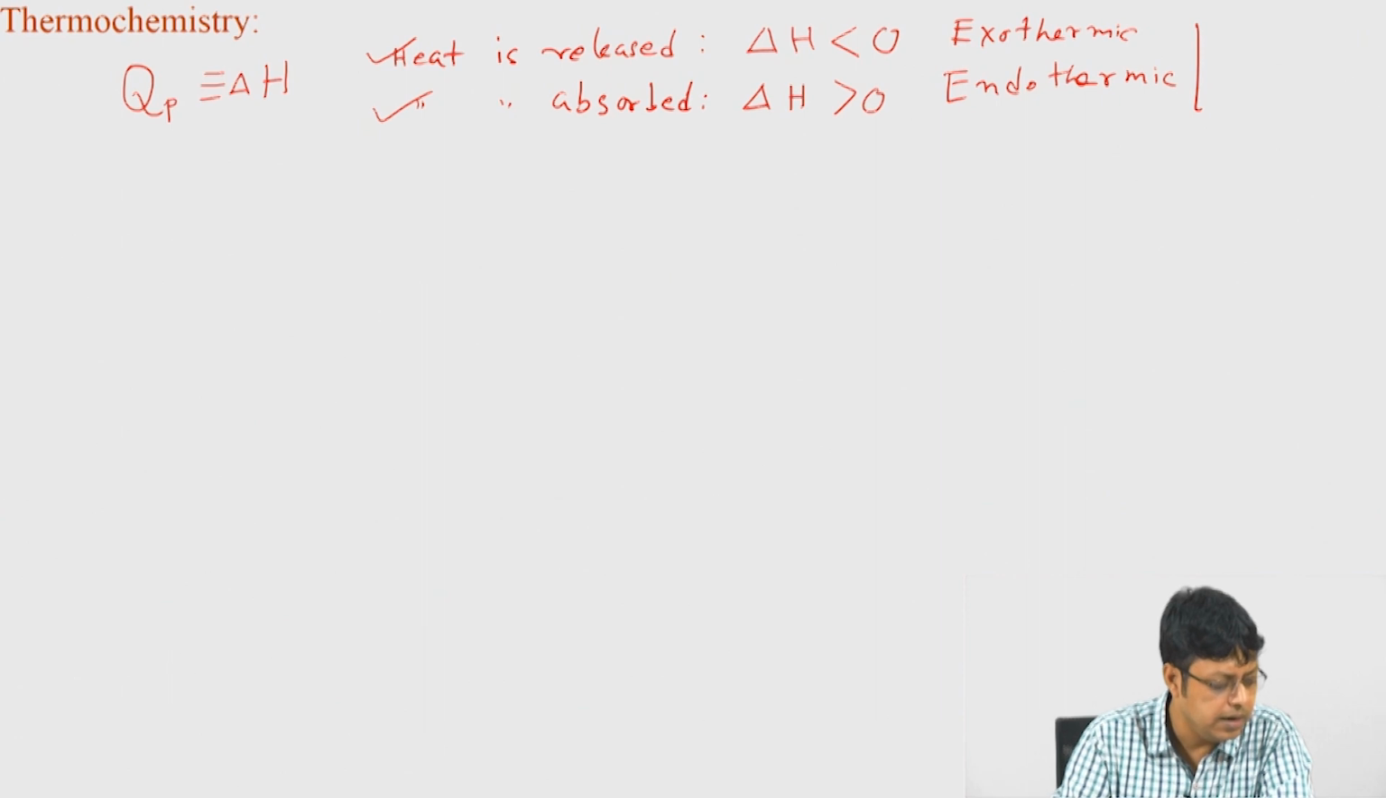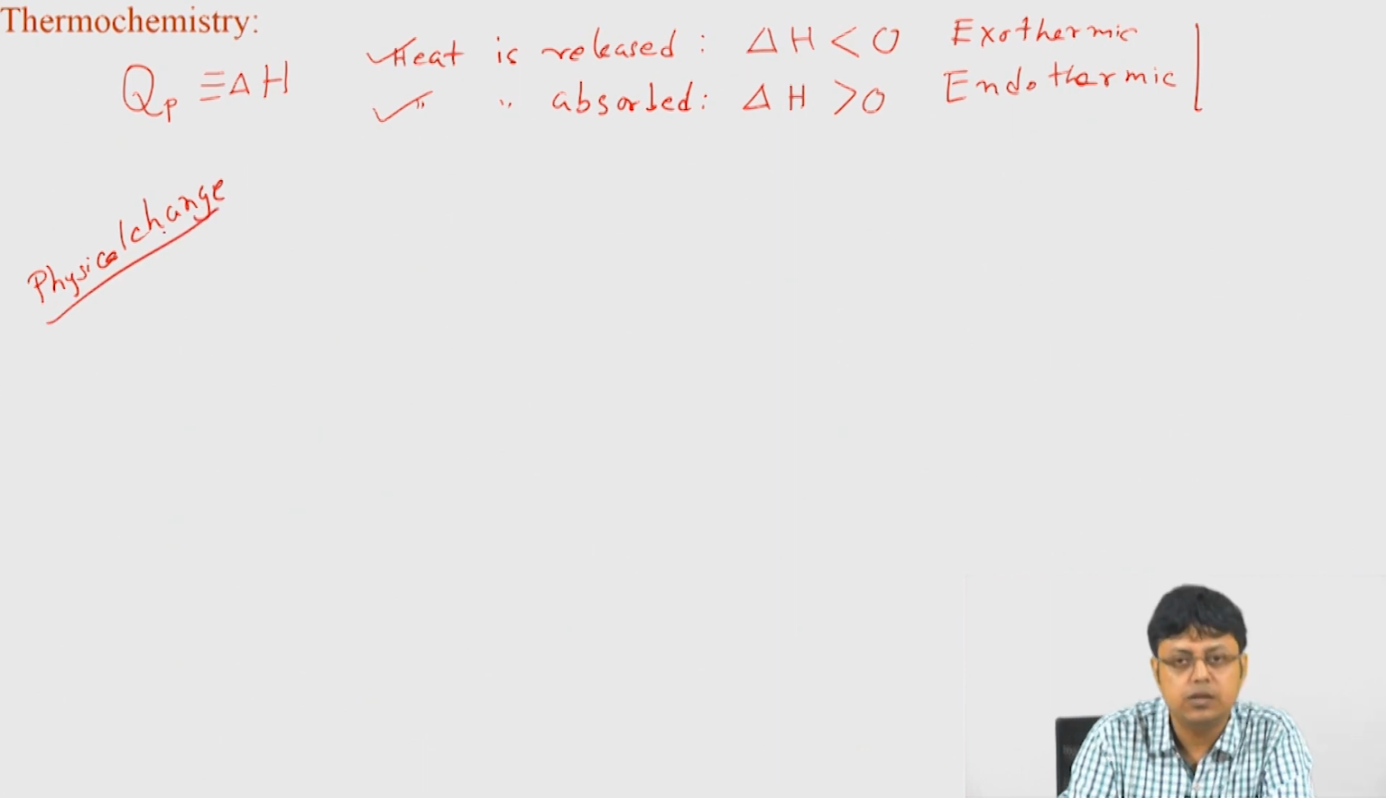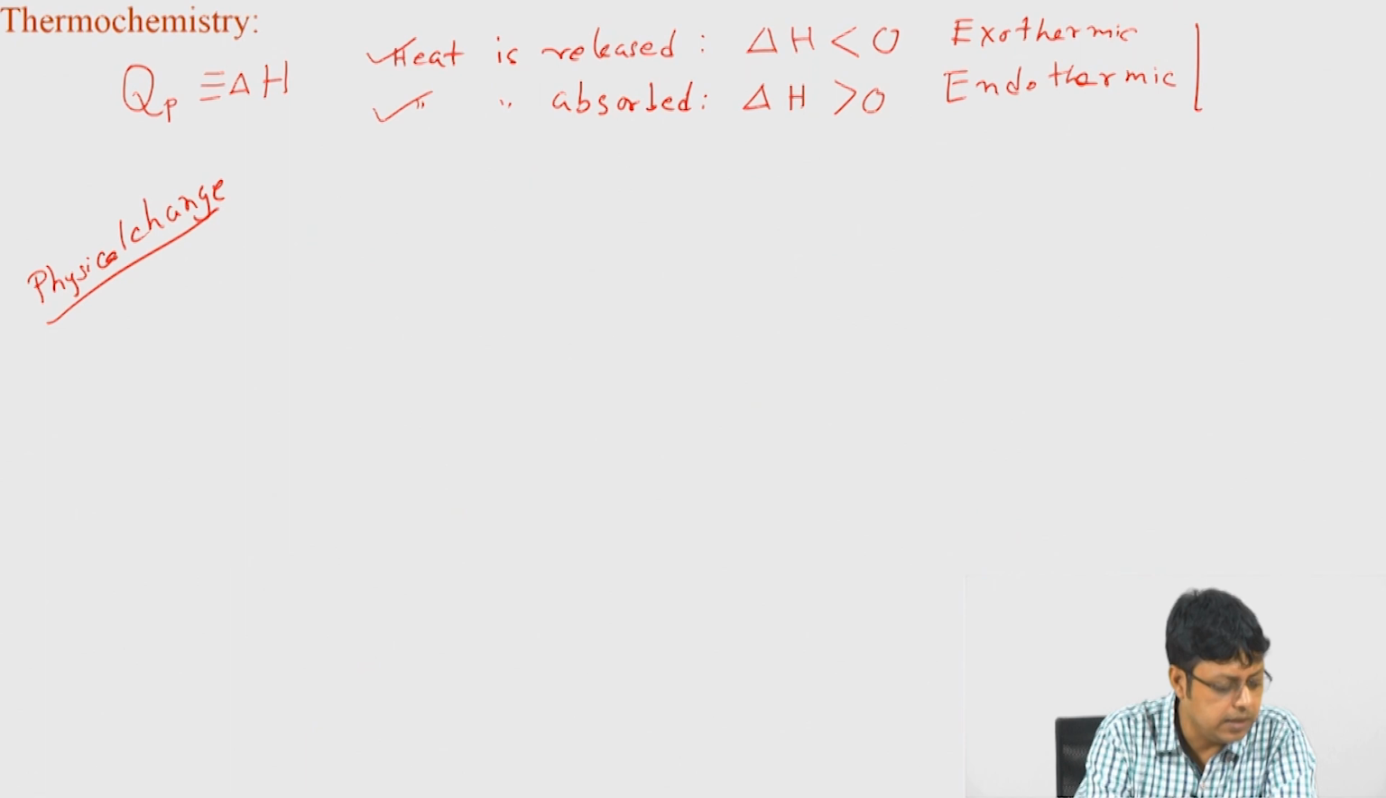Now, let us take an example. When a physical change is happening, by physical change we mean that no chemical reaction is happening. For example, boiling of water or freezing of water into ice, something like that.